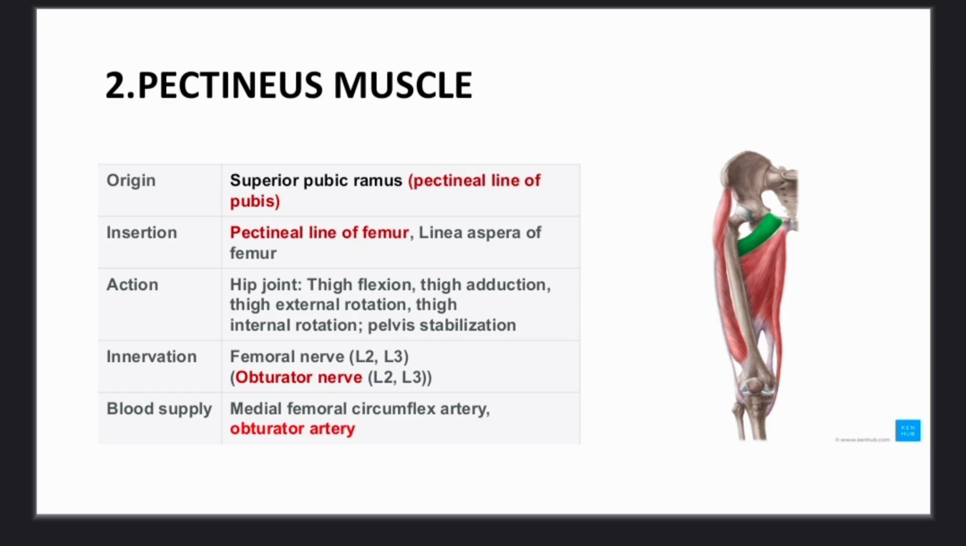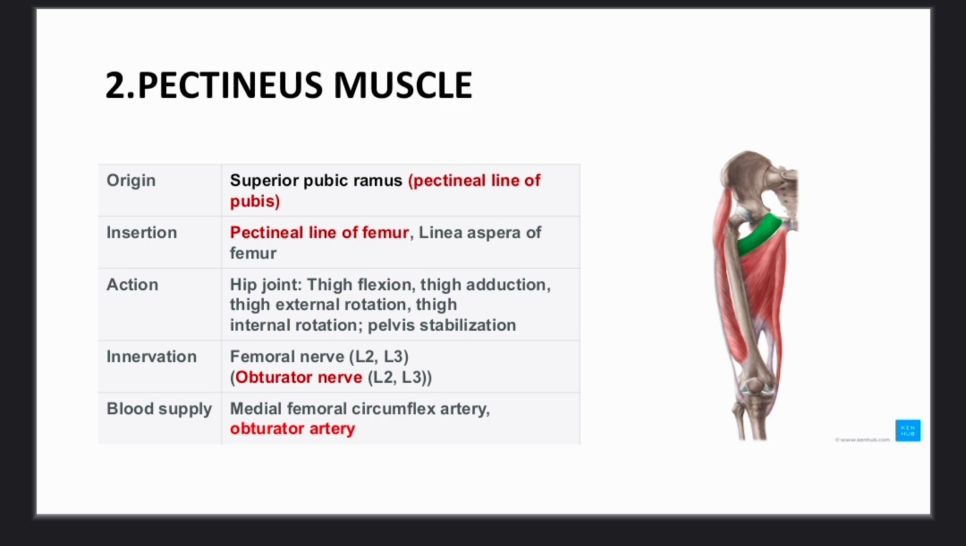Second one is pectineus muscle. The pectineus originates from the superior pubic ramus, especially from the pectineal line of the pubis. This is an easy way to remember because the muscle name and its origin both contain the word pectineal. Then insertion: it inserts into the pectineal line of the femur. So a simple memory tip is pectineal line of the pubis to the pectineal line of the femur. Remember origin and insertion by the pectineal word.